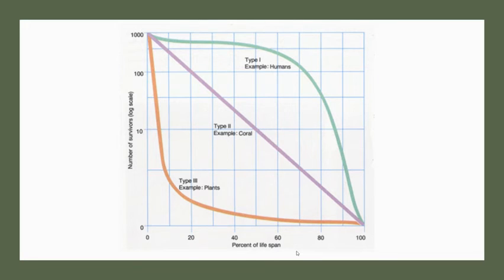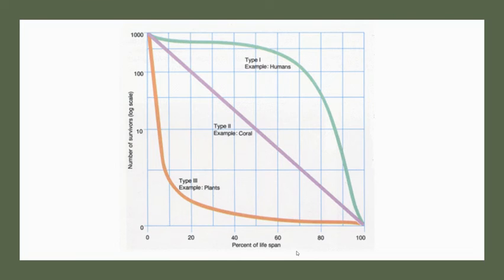The slide here shows what are called three different survivorship curves. On the left side is the number of survivors, listed on a log scale. Notice how it goes from 0 to 10, then 10 to 100, and 100 to 1,000. On the horizontal scale is the percentage of an individual's lifespan. It starts at 0 percent, up to 100 percent of the lifespan, where everything has died at that point.